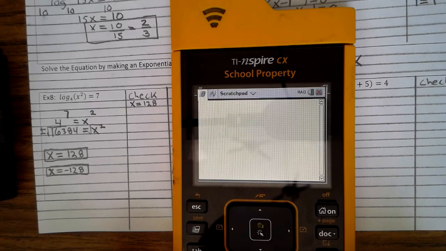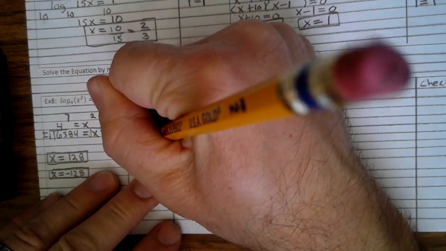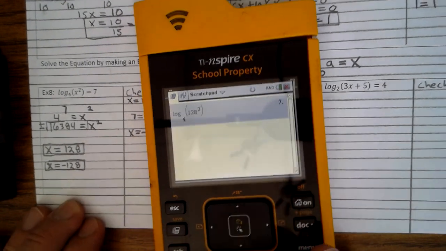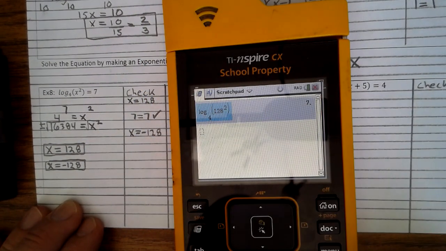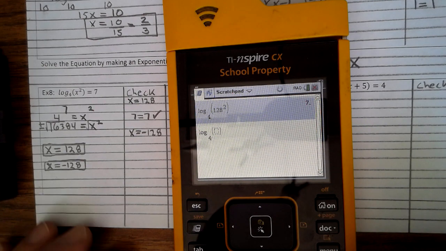Now let's check x equals negative 128. Now, real simple. I'm going to highlight, enter, but now a negative number squared is in parentheses. So parentheses negative 128 squared is 7. So 7 equals 7. So these check. Okay, let's take a look at example 9.